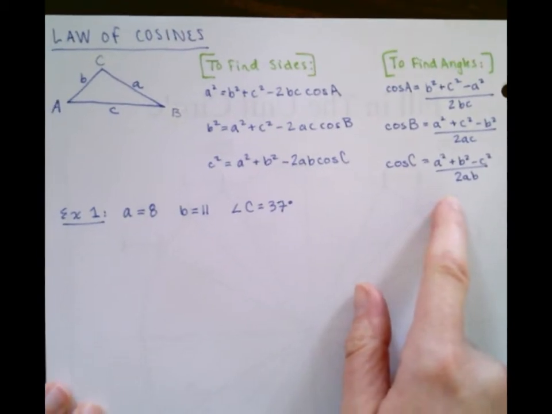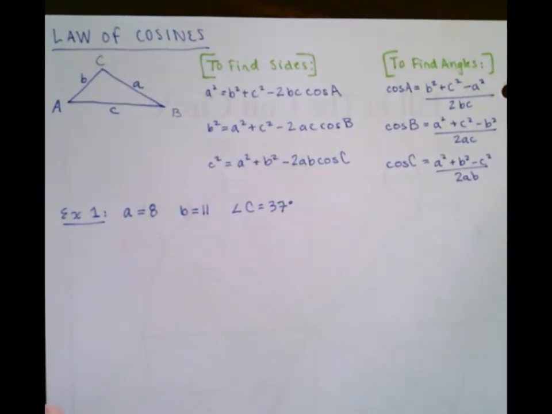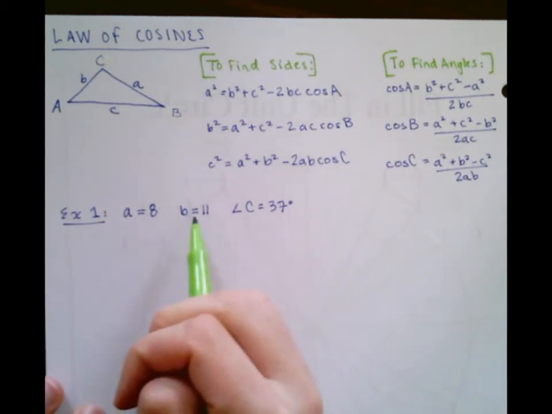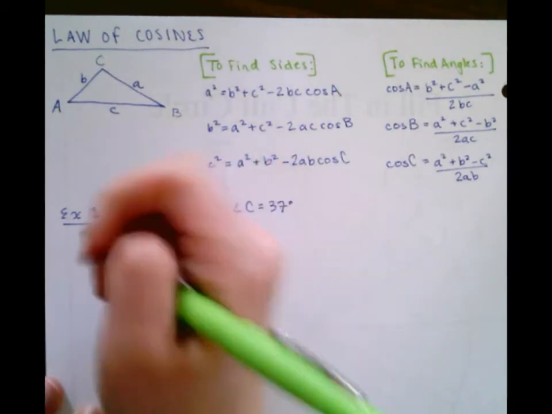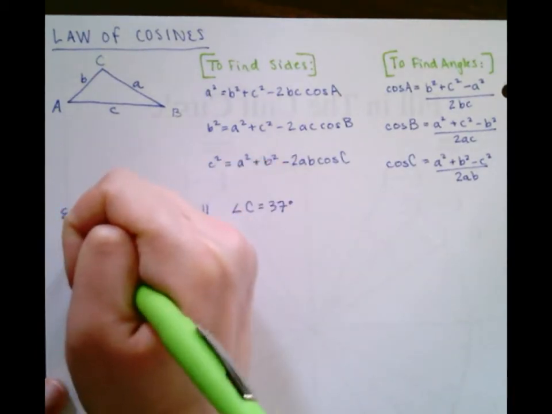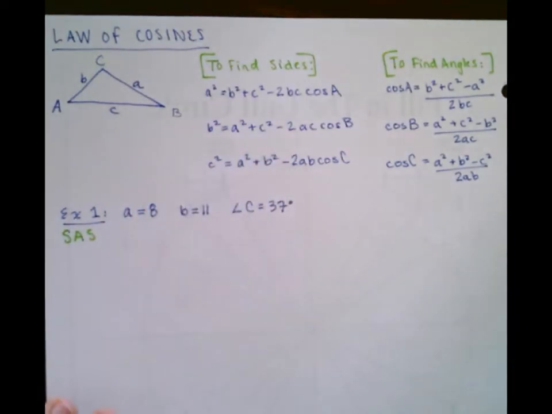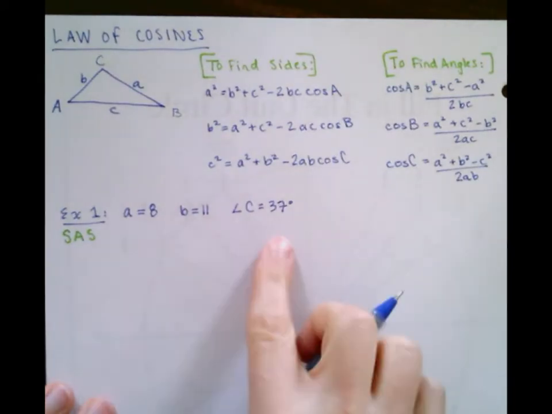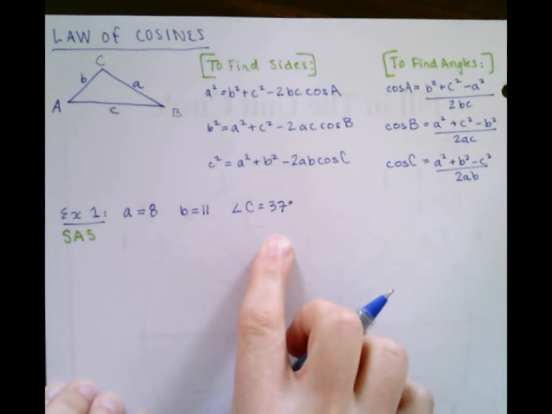We're going to do one example that is SAS, meaning you have two sides and the angle in between them. That's the first example. And then the second example would be the SSS case, where I give you three sides and you have to find all three angles. Okay, so the first step here is we are going to find the missing side.